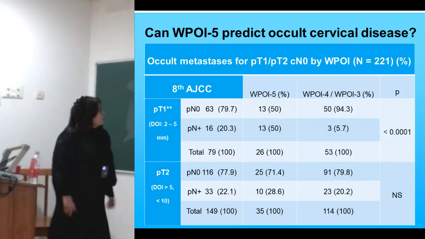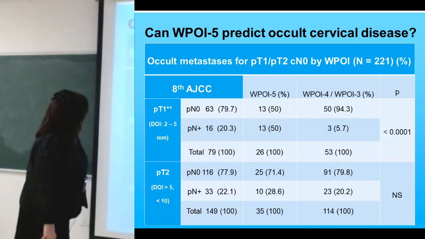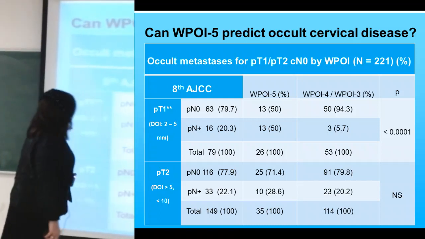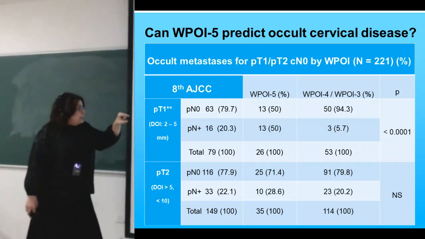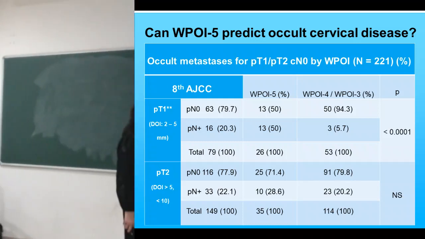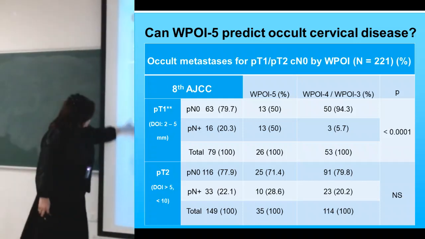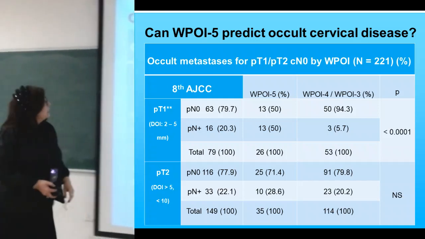So I want to ask the question, can pattern 5 predict occult cervical metastases? And the short answer is yes, it can. Only for stage 1 cancers, which are defined as a very limited depth of invasion. And so here you have the p-value. Now, when you've gone from stage 1 to stage 2, you've lost that ability to predict occult metastases.